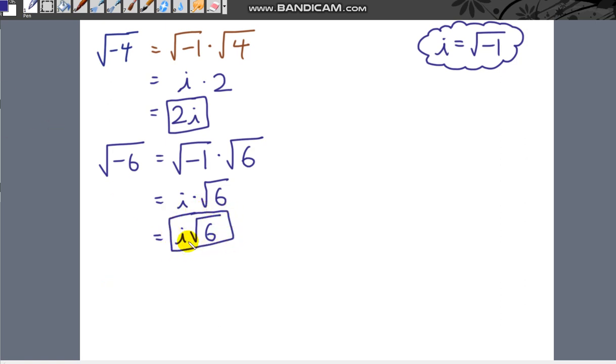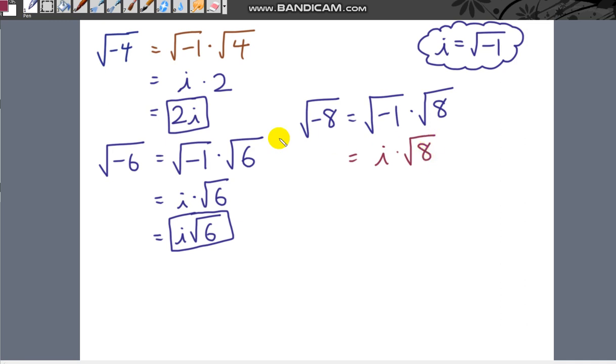Now let's say I give you another example, the square root of negative 8. If I break this up, this is the square root of negative 1 times the square root of 8. Same idea. You break up that square root of negative 1, and that's going to be I. So we have I times the square root of 8.